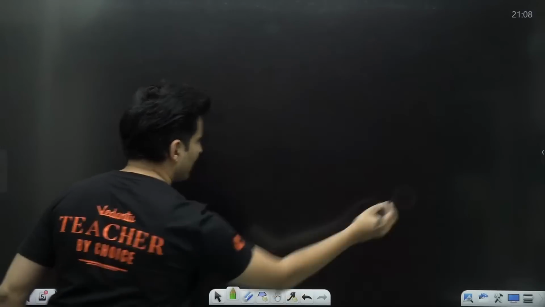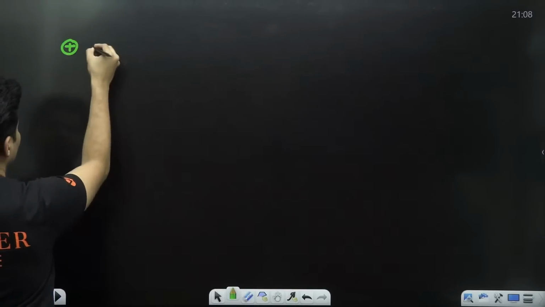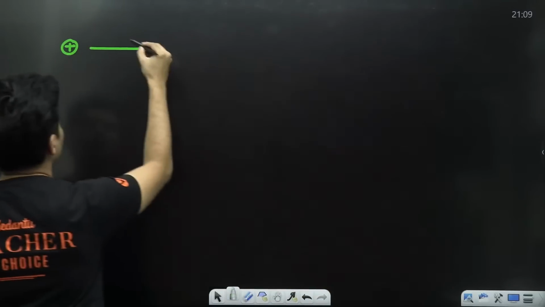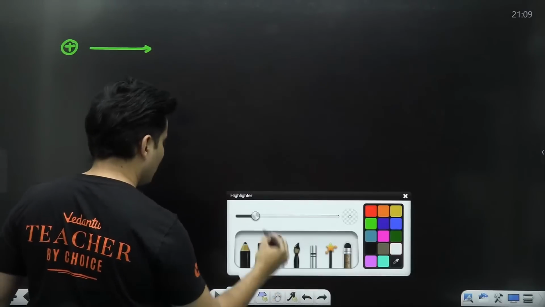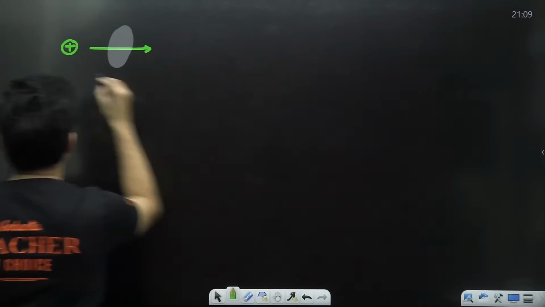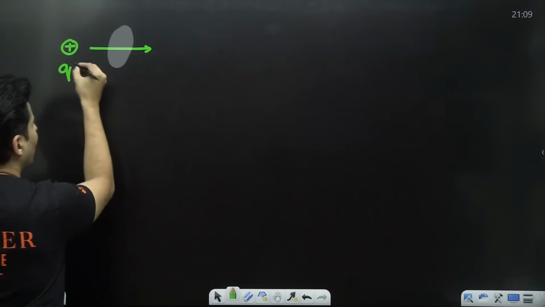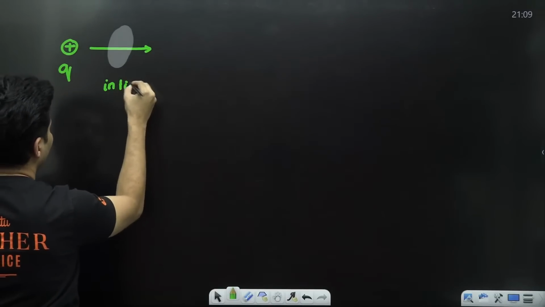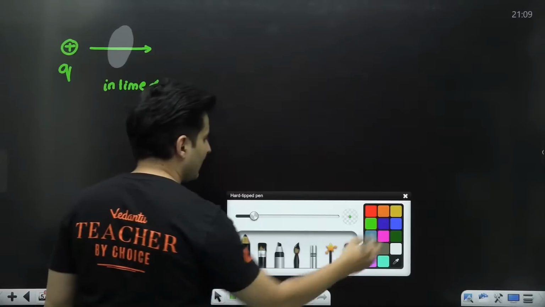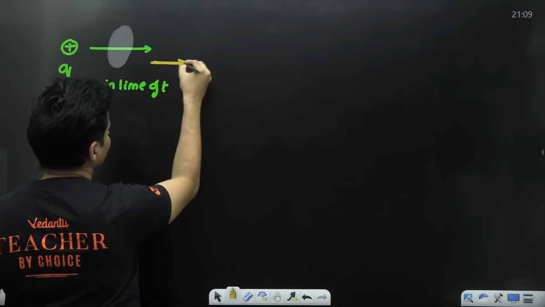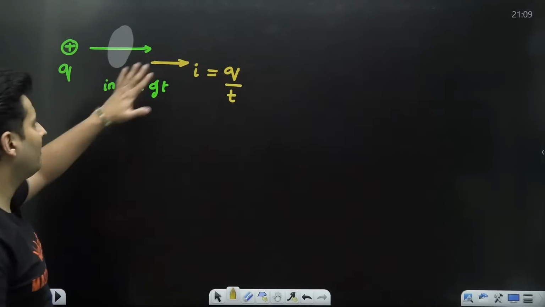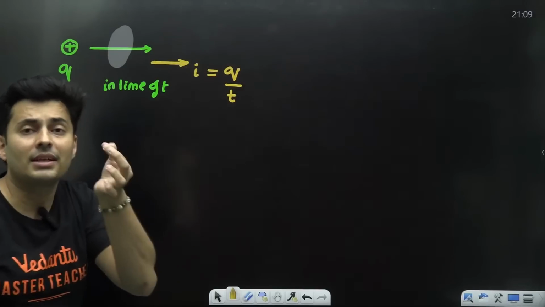Say, for example, there is a positive charge. It goes like this, and it goes like that through some cross-sectional area. If that particular charge was, let's say, Q, and it moved in a time of t, then I will say that the current is flowing in this direction, in the direction of the positive charge, and the value of the current is basically Q by t. I will say that the value of the current is the charge which flows in unit time.